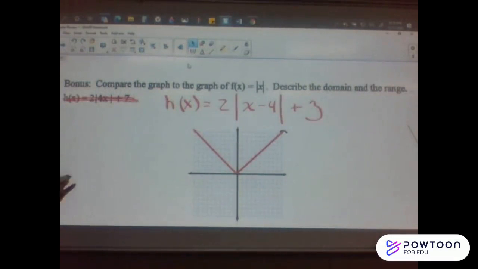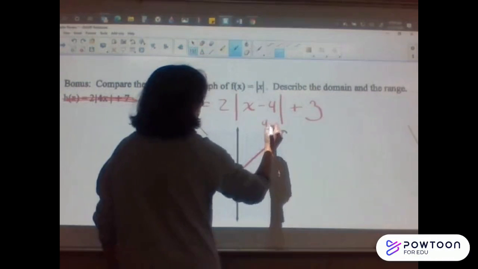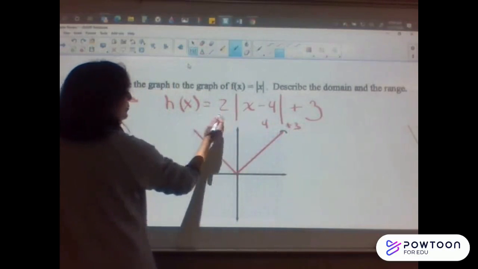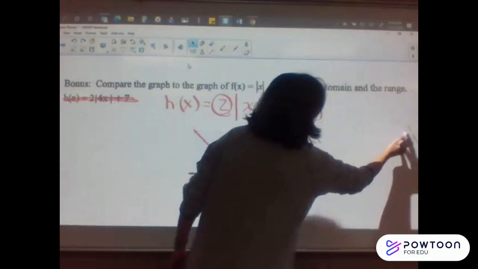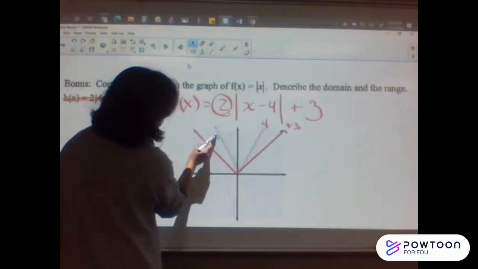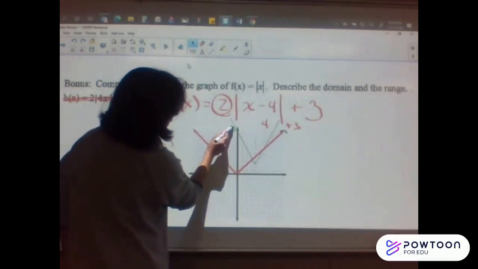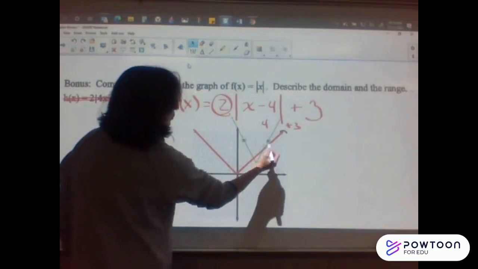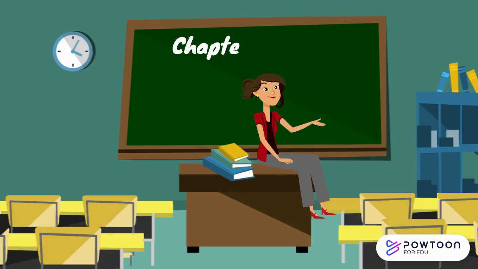And then for the bonus question, I'm also changing that one up. I just put several transformations in there. For this one, it's going to have a shift of +4 and then up +3. And this 2 is going to make our graph stretch up. So here is our parent. We're going to shift over 4 and then up 3 and stretch it. And our new slope is 2/1. But that's a bonus question. That's it for your review. Don't forget your test.